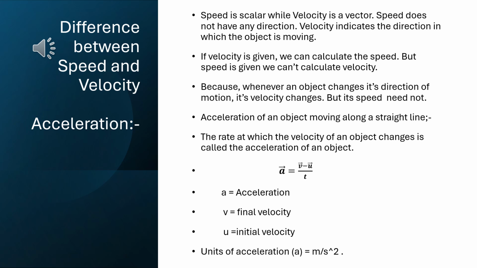Acceleration of an object moving along a straight line. The rate at which the velocity of an object changes is called the acceleration of an object. Acceleration equals final velocity minus initial velocity, divided by time. A equals acceleration, v equals final velocity, u equals initial velocity. Units of acceleration, a, equals meters/seconds^2.